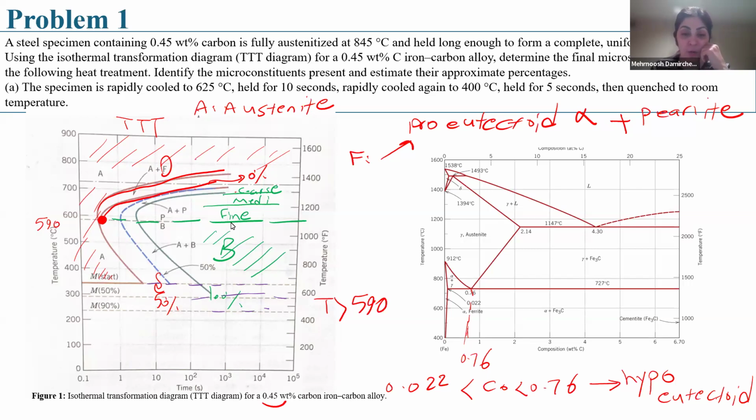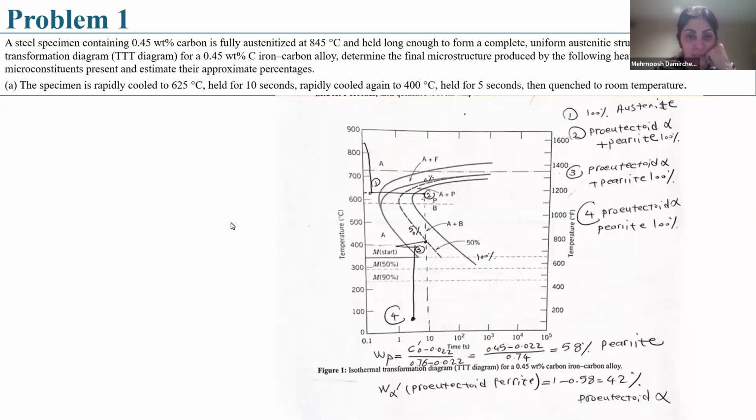So it tells us that we rapidly cool to 625, when we are above 590. 625 is more than that. Definitely we have proeutectoid ferrite, and it stays. If quenching, nothing happens to it, it will not convert to anything, because only the residual austenite converts to something. Here, at point 1, we are here.